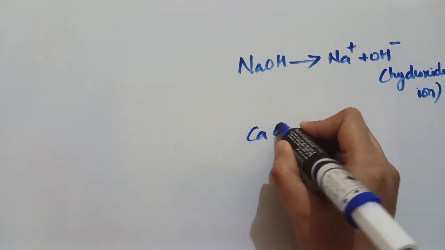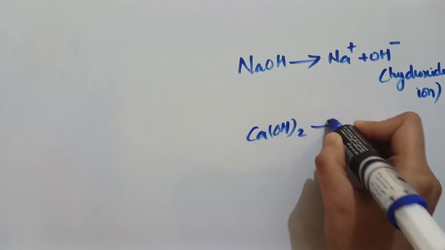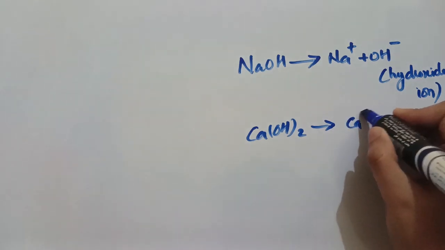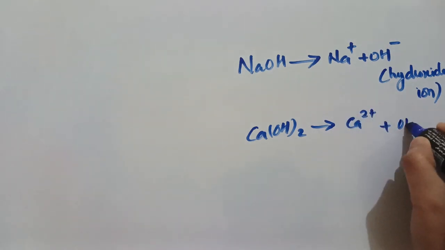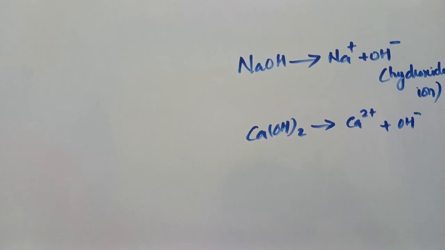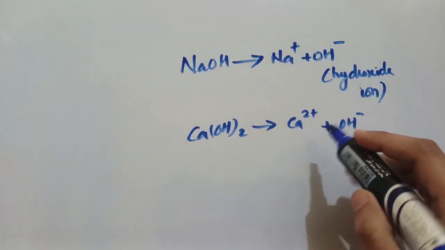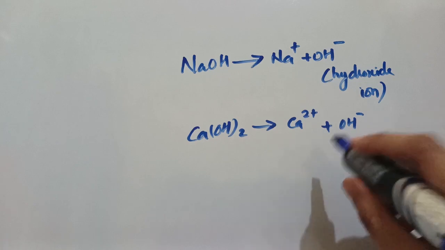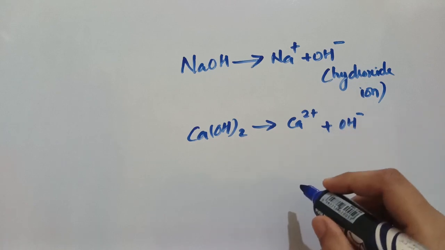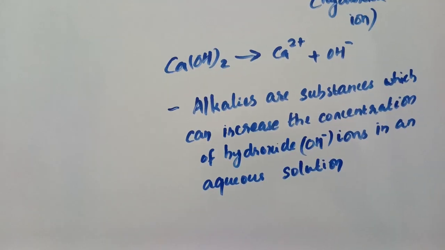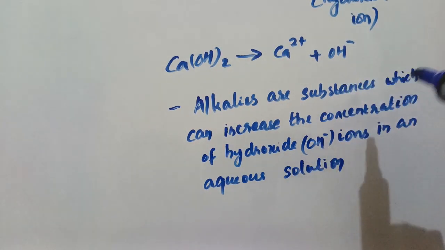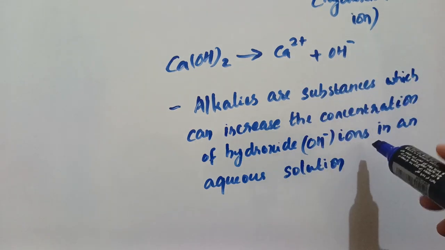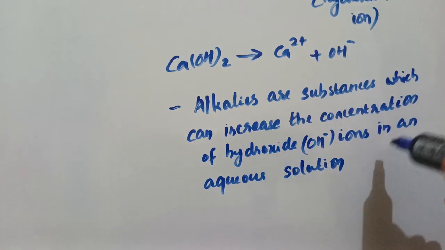Also, Ca(OH)2 gives Ca2 plus and OH minus. Therefore, we can say the common ion OH minus is released when an alkali is dissolved in water. Therefore, we can say alkalis are substances which can increase the concentration of hydroxide ions in an aqueous solution.